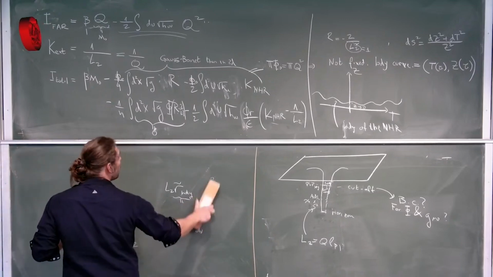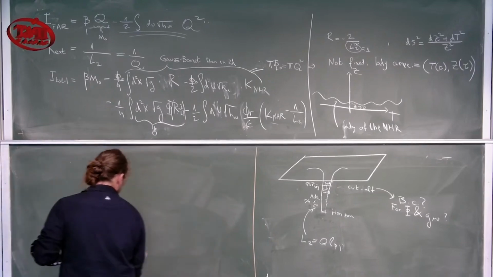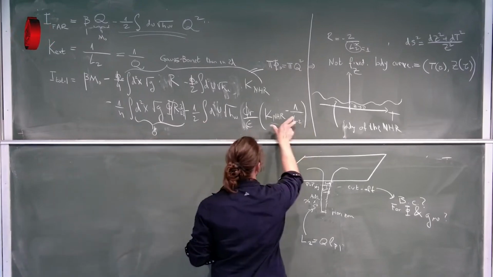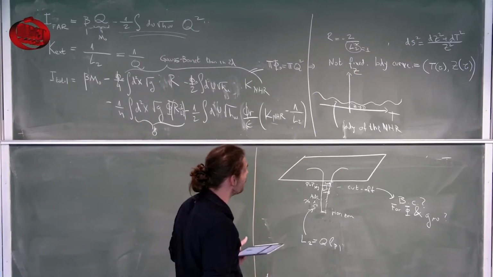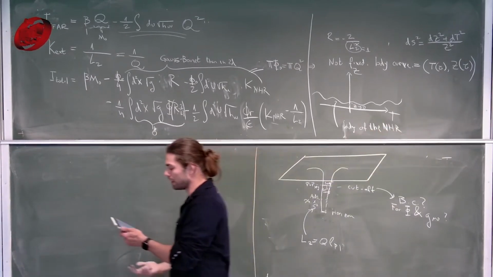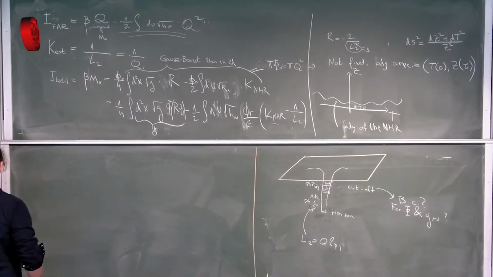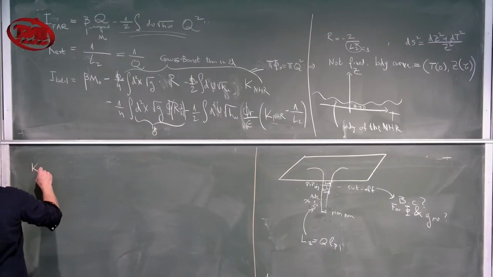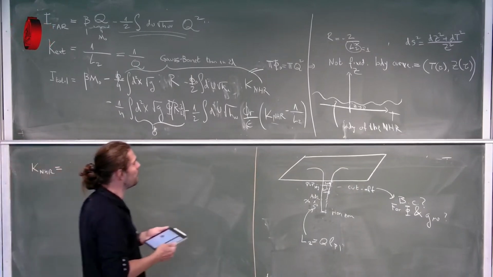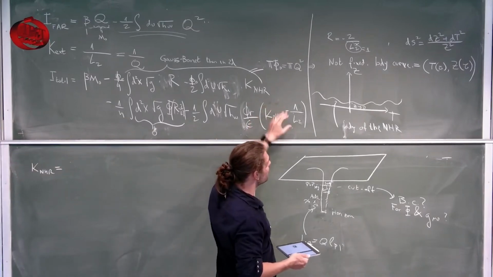So now the only piece of the action that we haven't evaluated is this piece. We want to evaluate this piece of the action for an arbitrary shape of the boundary that obeys the boundary conditions that we imposed. The extrinsic curvature, you can just evaluate in Mathematica by using the definition of an extrinsic curvature.